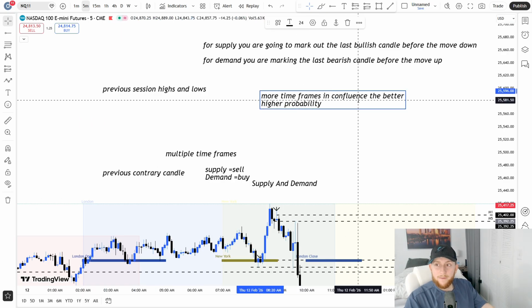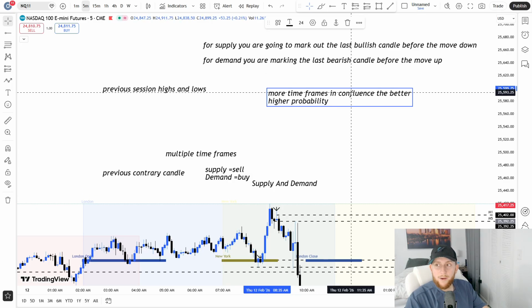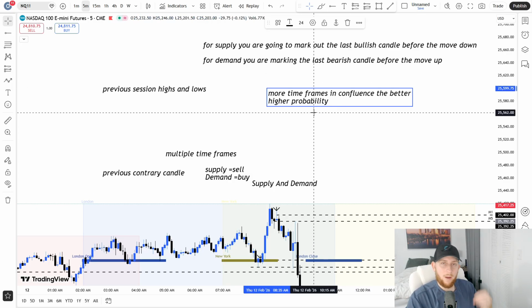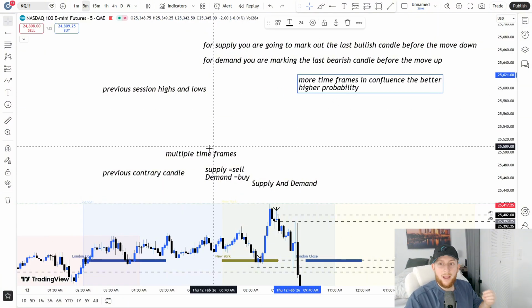The more time frames in confluence, the better, which is a higher probability setup. I want you guys to realize that. The more time frames in confluence, the higher the probability the setup is. I'm going to drill that into your head as well.